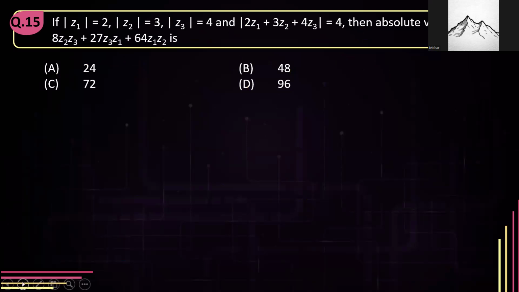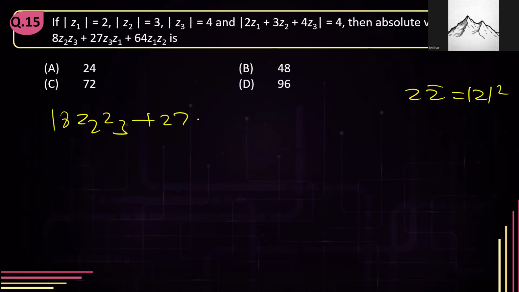Now let's move on to the next question. This is also based on the property that ZZ bar is mod Z whole square. We will use this, and we may use some more properties. So the modulus is given. You want to find the absolute value of this. Absolute value means modulus of that: 8 Z2 Z3 plus 27 Z3 Z1 plus 64 Z1 Z2.